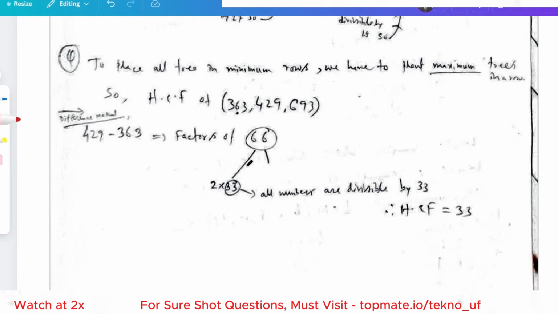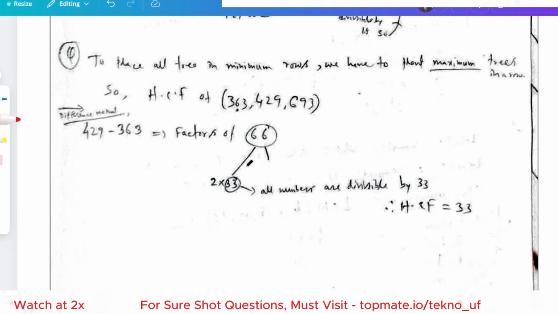So let me show the next question, that is to place all trees in minimum rows. We have to plant maximum trees in a row. Let's say there are two rows. Here you have to plant trees. You have to find the number of trees you can plant at maximum.